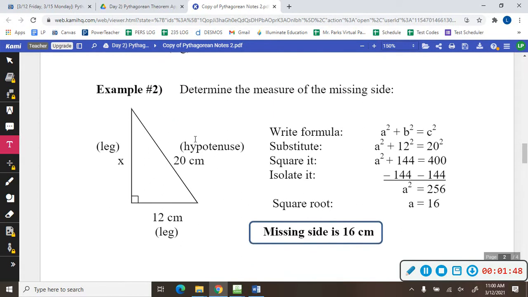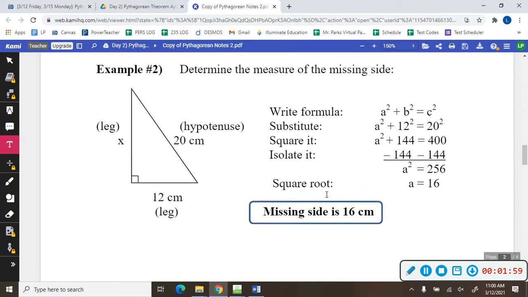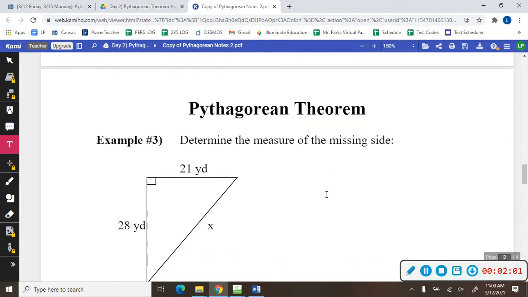Here's an example where you have a hypotenuse and a leg, and you have to find the other leg. So you're going to have to subtract off the leg squared and then take the square root. And so the missing side is 16 centimeters.